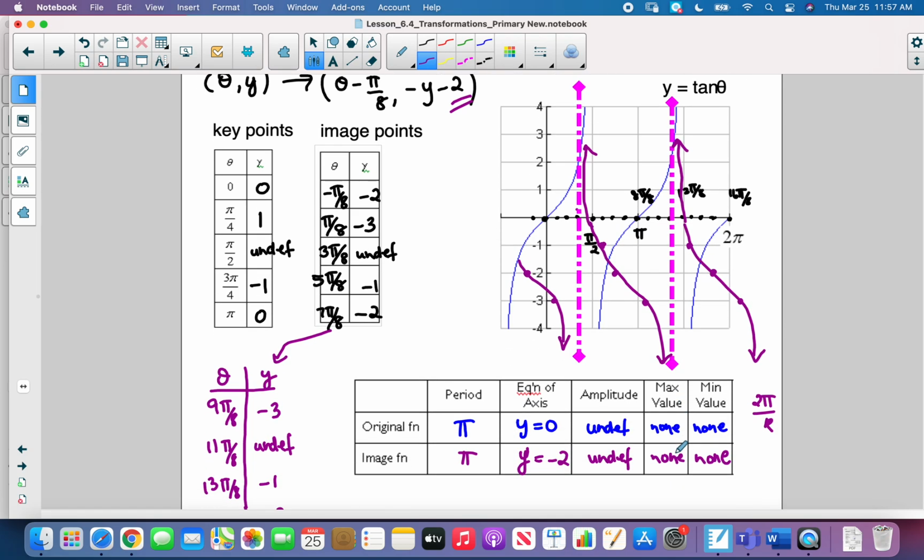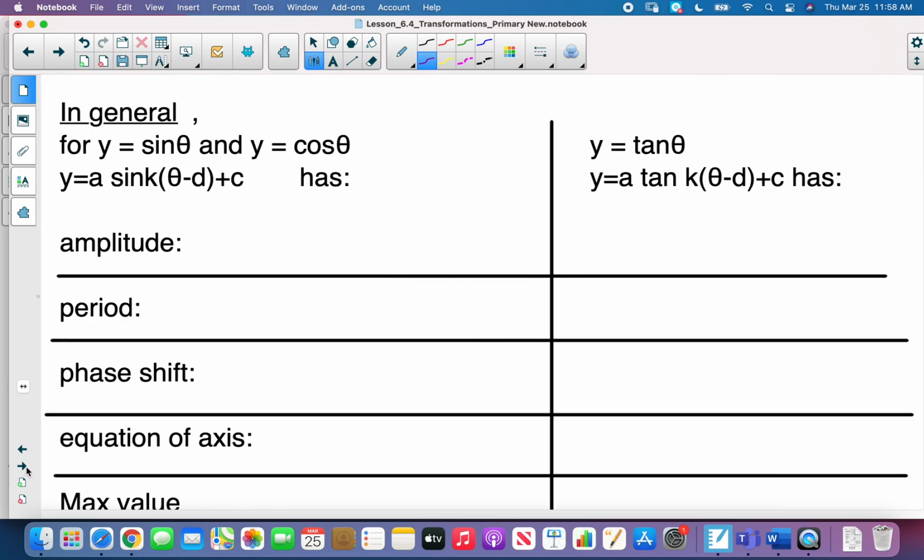So in this case, the period will be pi over k, not 2 pi, because it completes a cycle in pi radians. So it will be pi over k with a k value of 1, which ends up being pi. If you use the formula, one cycle in the parent function is completed in pi radians, so pi divided by 1 is still pi. So in general, for y equals sine theta and cosine theta, we notice these characteristics.